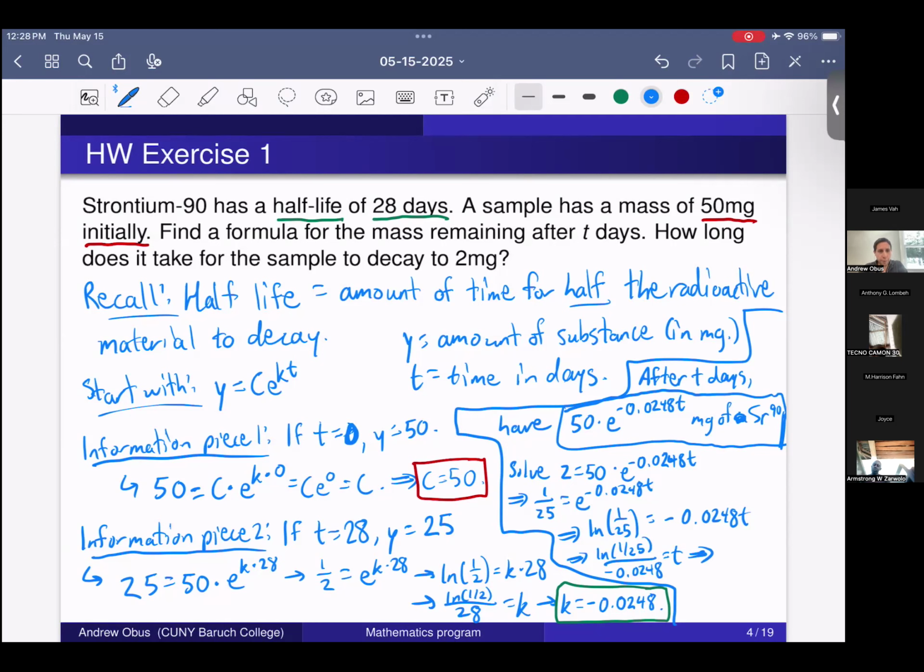And then lastly, we get that ln of 1/25 divided by negative 0.0248 equals t. And let me again put this into a calculator so I know what this is. So if I look at ln of 1/25 and I divide by minus 0.0248, that gives us that t is equal to roughly 130 days.